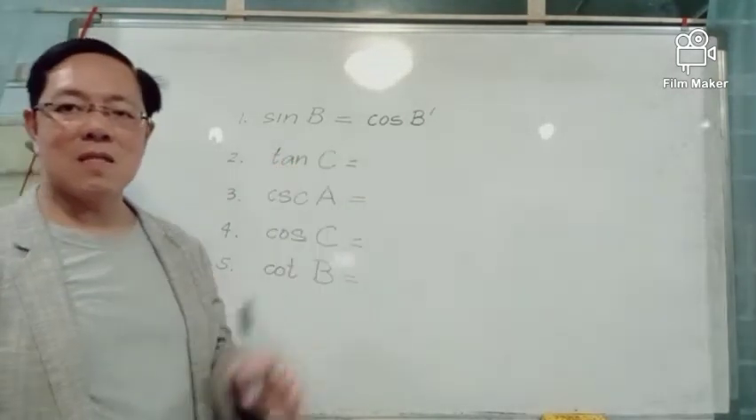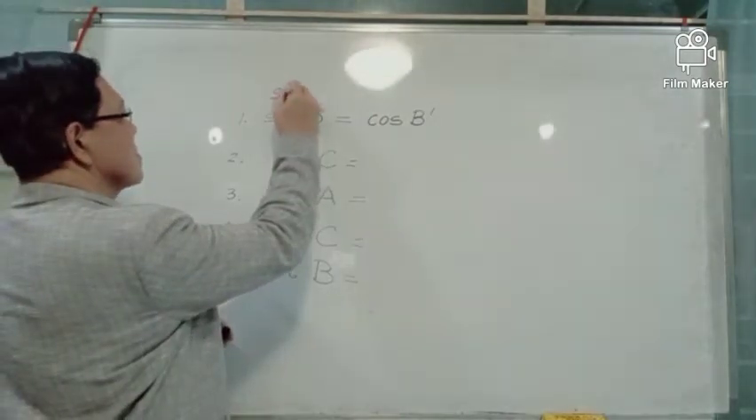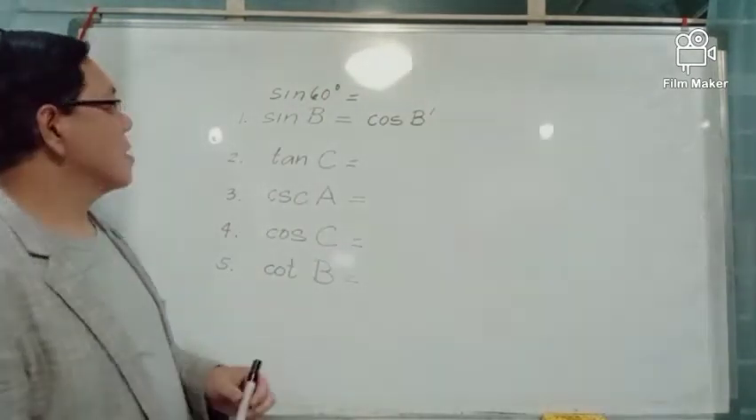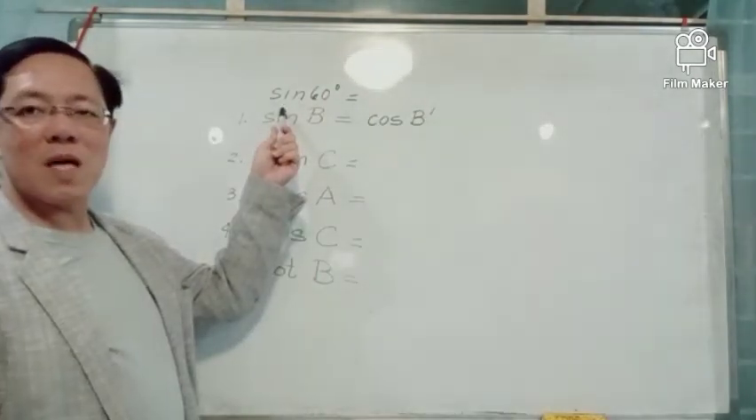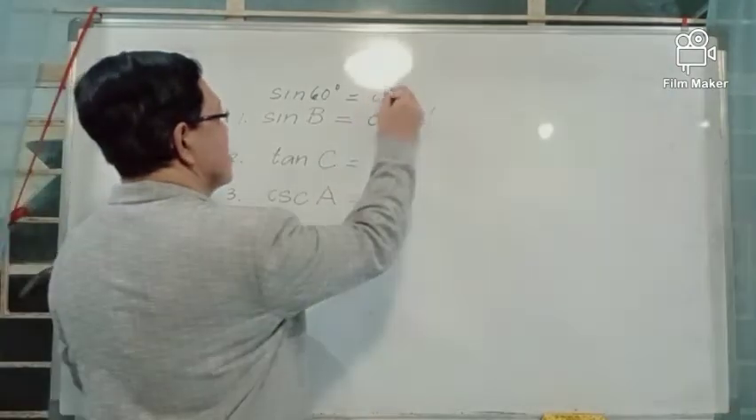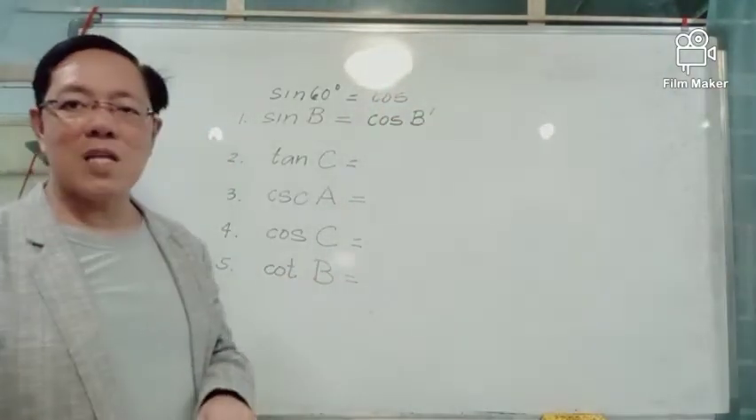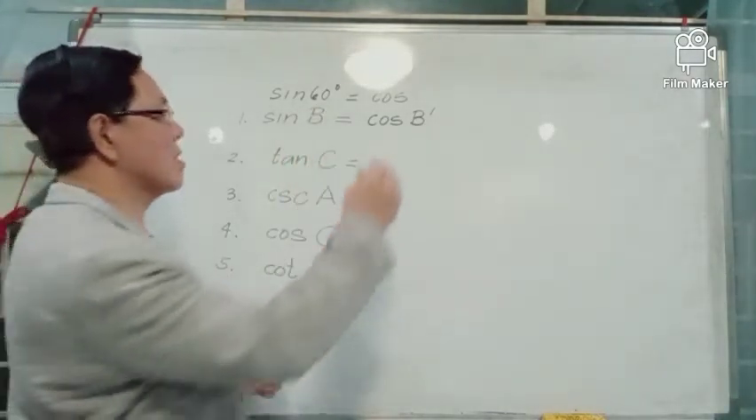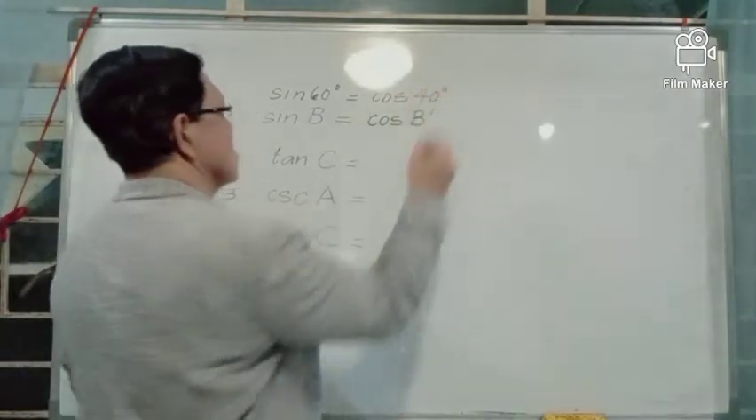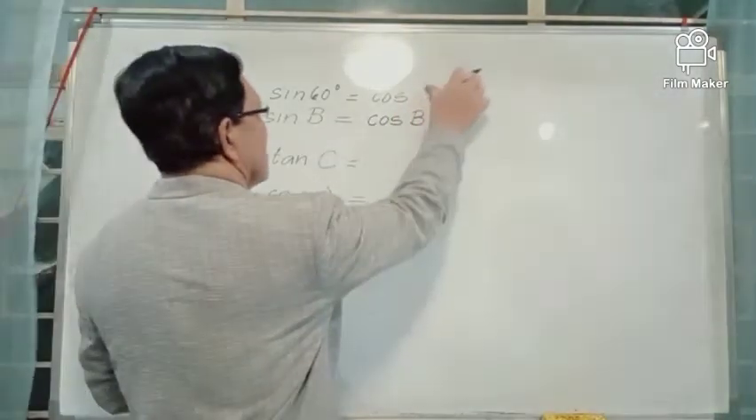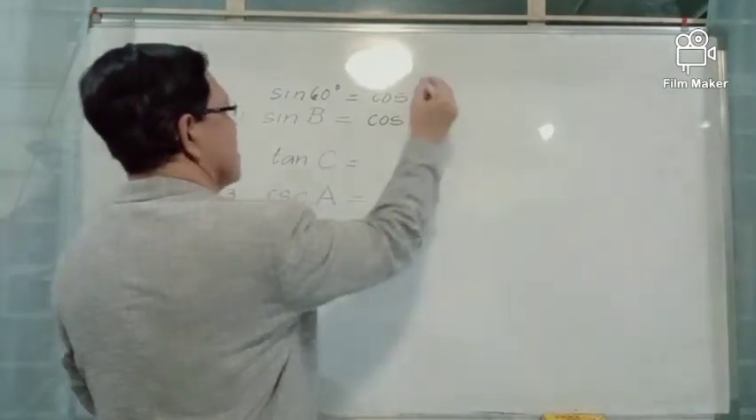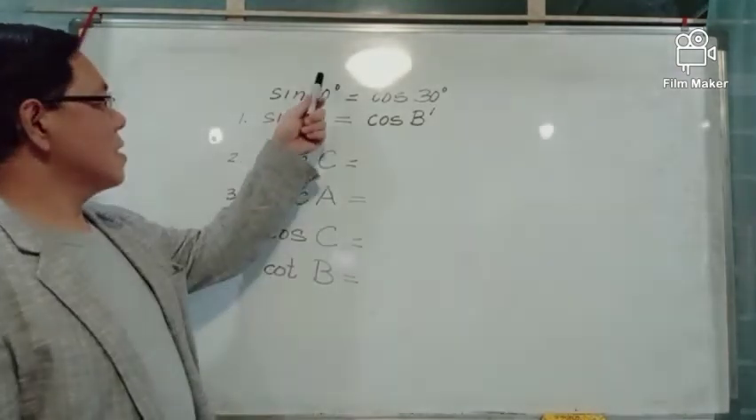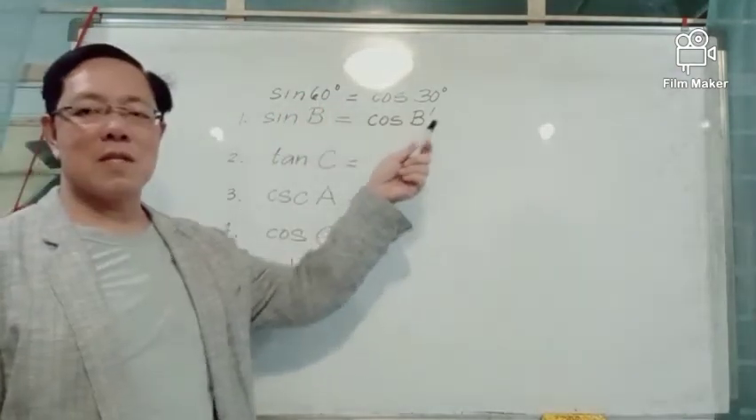Example, the angle B is 60 degrees. The sine of 60 degrees is equal to the cofunction of sine, cosine, of the complement of 60 degrees. The complement of 60 is 40 degrees. Sorry, the complement of 60 is 30 degrees. You subtract 60 from 90 degrees. 90 minus 60 is 30 degrees.